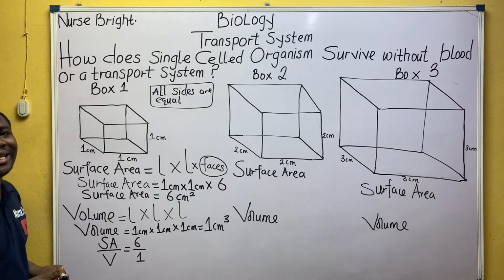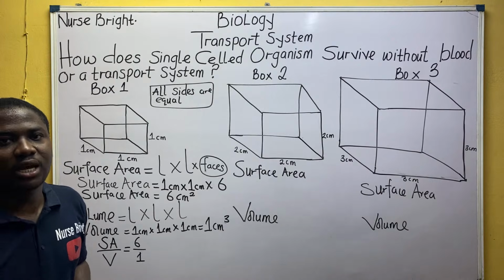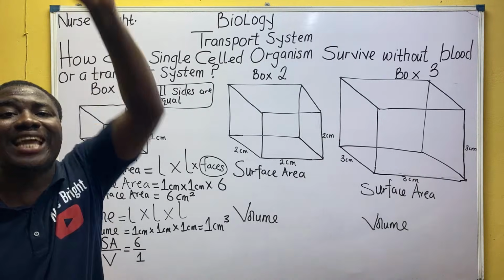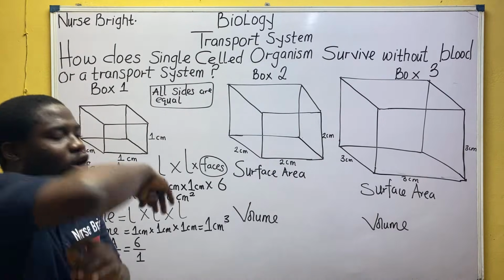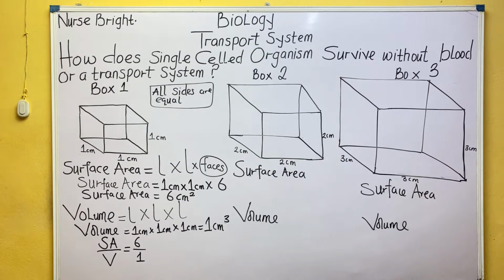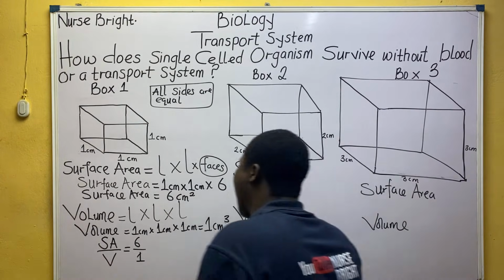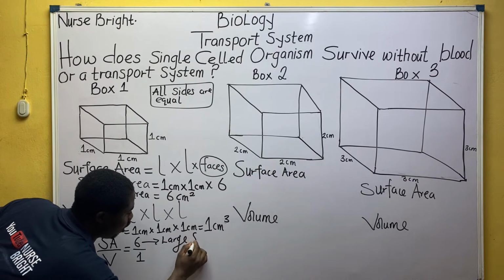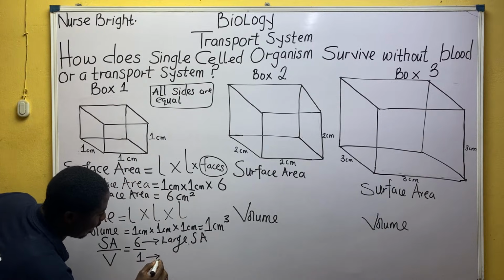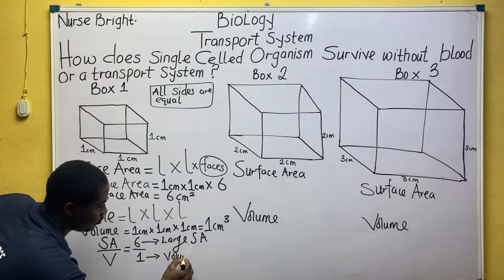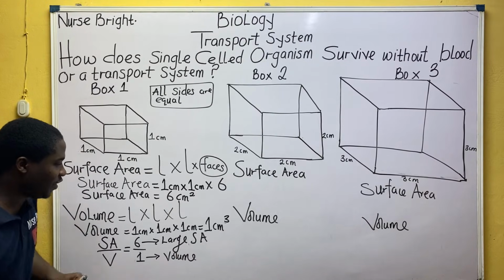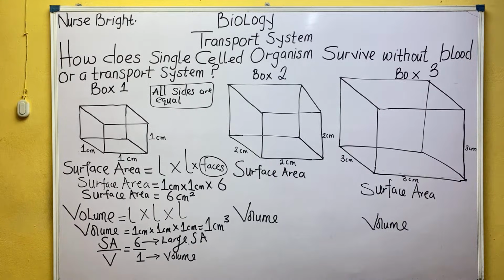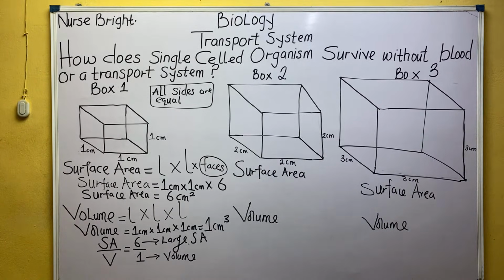Do you understand? So my point here is this. For organisms, most especially smaller organisms, everybody listen, they have a larger surface area to volume. Class, look at it. What's the SA value now? Surface area is large and volume is low. So all organisms can adapt because they have a larger surface area compared to volume.